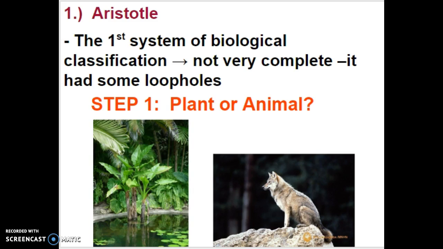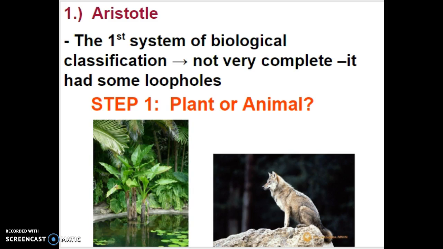The very first man to at least document his efforts at classification was Aristotle. He developed the very first system of biological classification. It was not very complete. It had a lot of loopholes and a lot of gaps.